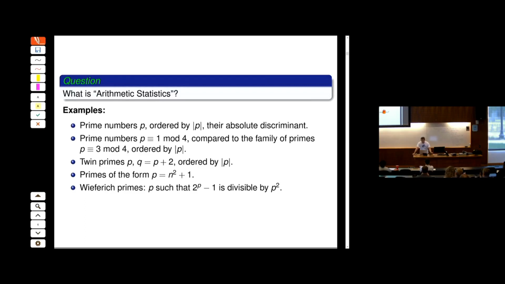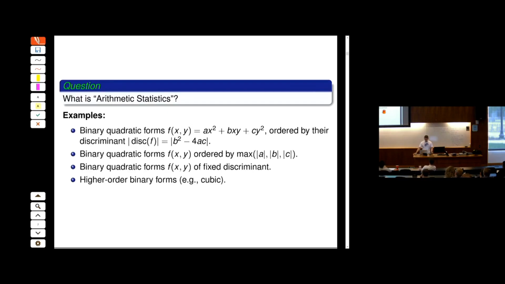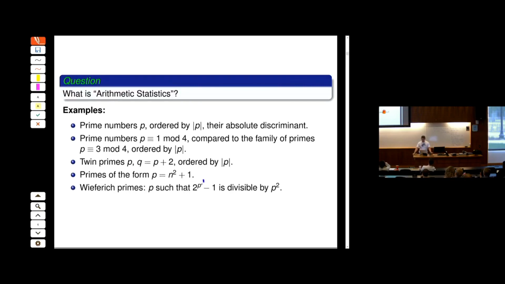Wieferich primes, such that 2 to the p minus 1, by Fermat's little theorem, is divisible by p, but is it possible it's divisible by p squared? That's a Wieferich prime. Are there infinitely many of those? We know 2. But we expect there are infinitely many. How so? What kind of heuristic argument do we have to expect that that's true?